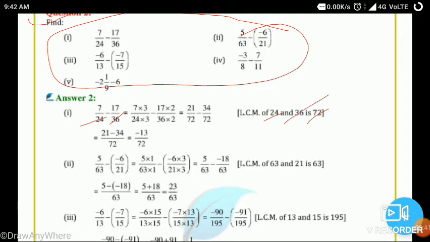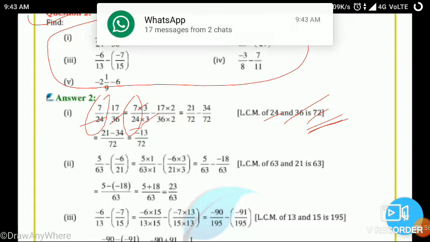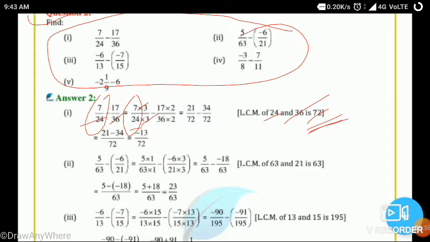Okay, so see, first upon we write 7 upon 24 as it is, and by which number we multiply 24 then we will get 72 our LCM. So 24 3s are 72. So multiply 3 in numerator, in denominator. Okay, and after that, see here 36 is there. So by which number we multiply 36 to get a 72? So 36 ones are 36 and 36 twos are 72, right? So we also multiply here 17 multiply 2, right students?